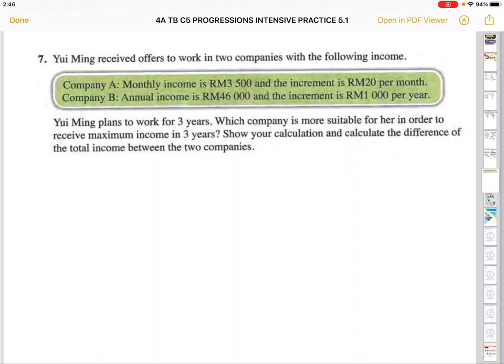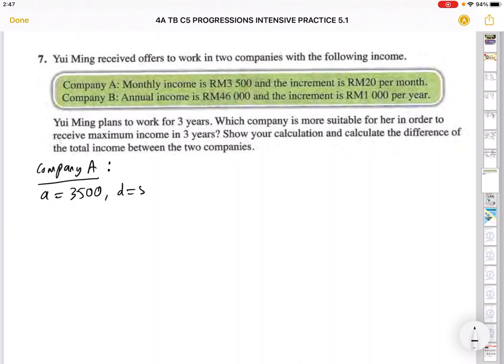Okay, you notice that they are both arithmetic progressions, but one is calculated per month, and company B is calculated per annum. So let's start with company A. Okay, let's identify what's your a. My a, starting salary, is 3,500. The salary increment is 20 ringgit per month, so d is 20. But because she is going to work for 3 years, 1 year they have 12 months, so we take 12 times 3, your n is now 36.